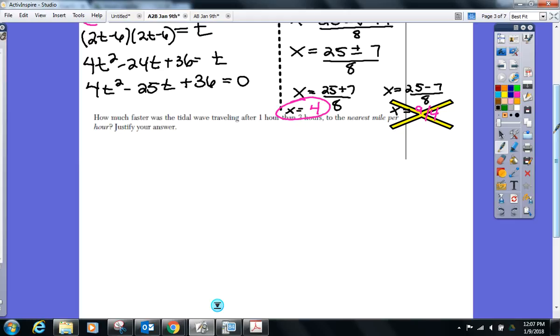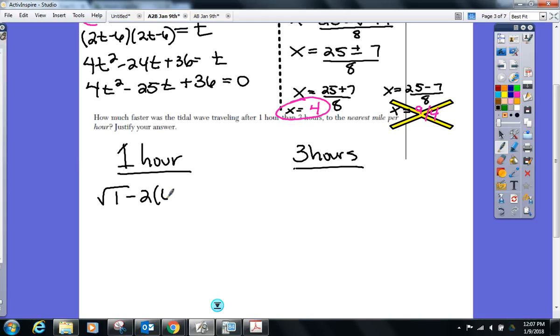1 hour to 3 hours, how much faster is it going? Where are you plugging 1 and 3 into for hours then? Okay, go ahead. I'll give you guys a second. So 1 hour versus 3 hours, what's the speed? Okay, so you're taking 1 and 3, plug it in for t into the equation, and let me know what you end up getting. You can even store it in your calculator if you want. Store 1 and 3 in.